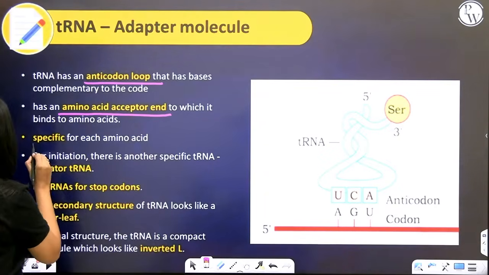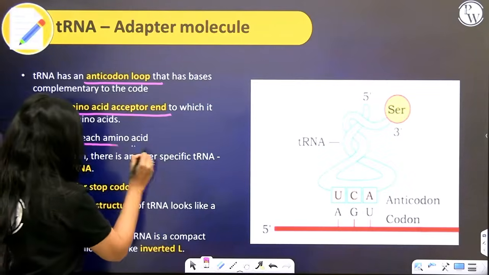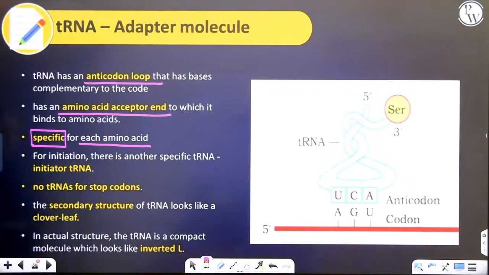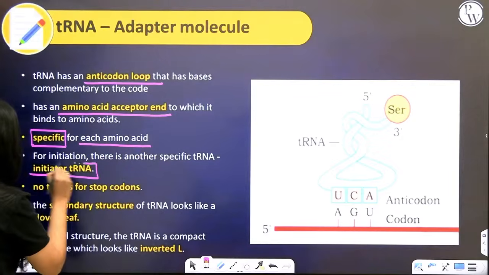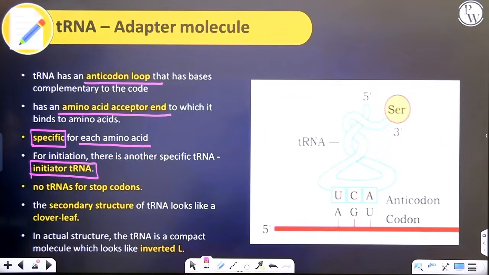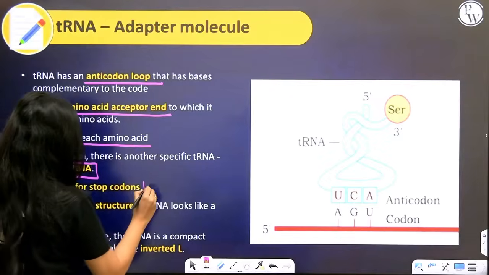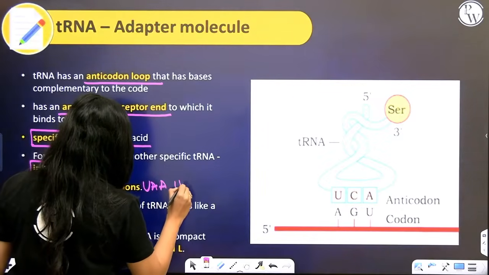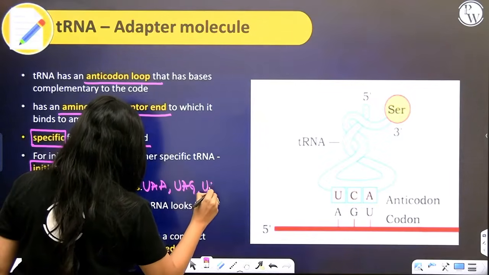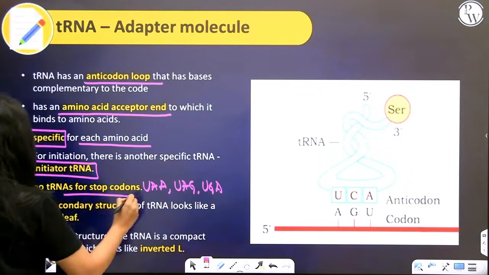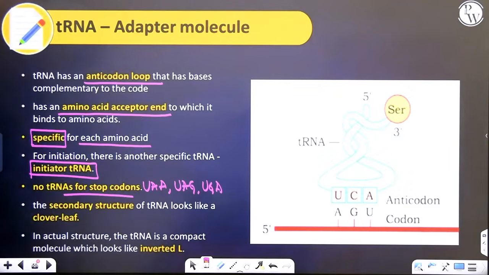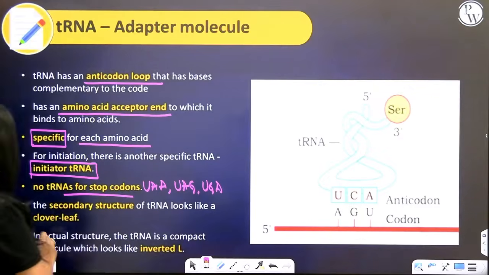There are specific tRNAs for each amino acid. There is a specific tRNA for initiation, which is called the initiator tRNA. For the stop codons UAA, UAG and UGA, there are no tRNAs. If you look at its secondary structure, it looks like a clover leaf.